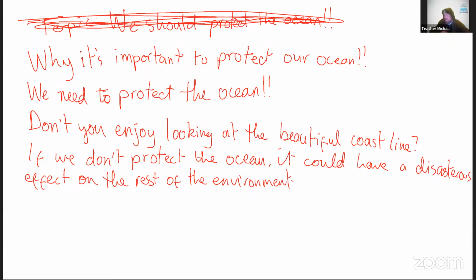So it sounds like, Alexander, with that last evidence that you sent through, that if you don't agree to protect the ocean, it'll also make global warming worse. There's another good argument. So, do you enjoy looking out at the beautiful coastline? If we don't protect the ocean, it could have a disastrous effect on the rest of the environment. This is true, but for this exercise, we're not actually picking something we necessarily agree with. We're just picking something that we can put together using all of these techniques.